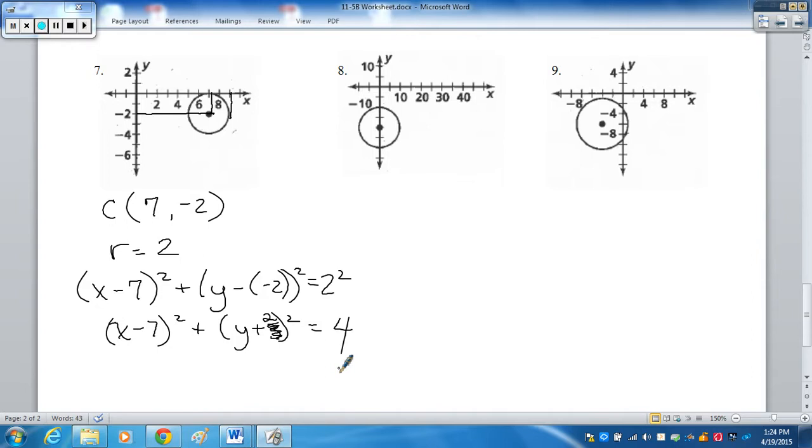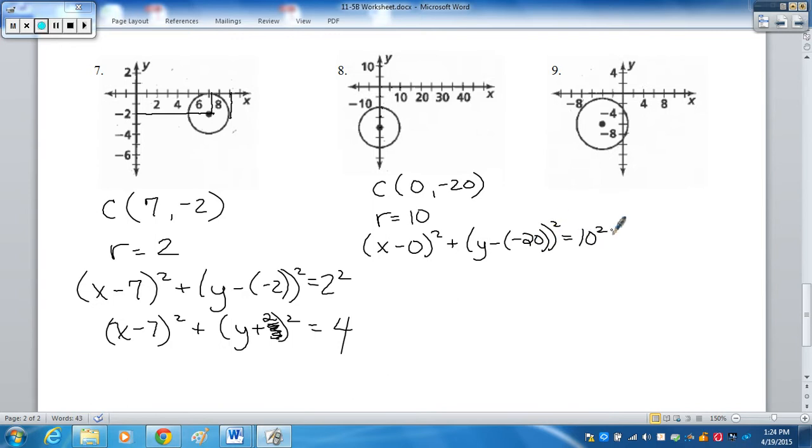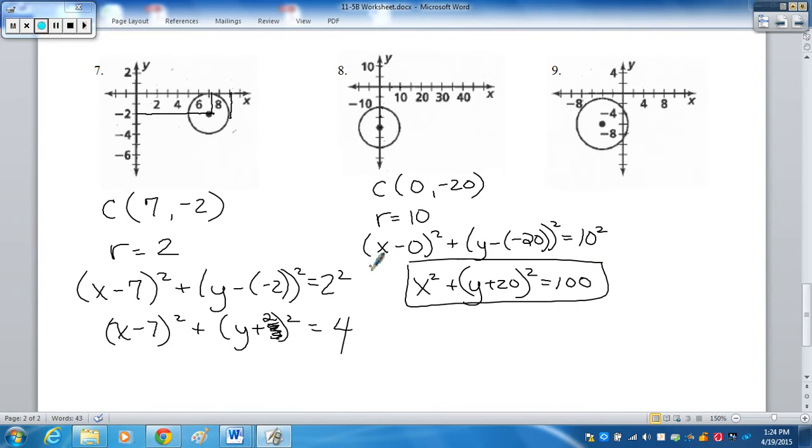Now, in number 8, I already warned you that each tick mark is not worth 1, so I have 2 units to get to 10. So 10 divided by 2 is 5, so each one of these is worth 5. So if I go down 5, 10, 15, 20, the center is at 0, negative 20. The radius is at 5, 10, has a radius of 10. So if we plug that in, x minus h squared plus y minus k squared is equal to the radius squared. And then simplify. Here's our equation that we're looking for. Okay?